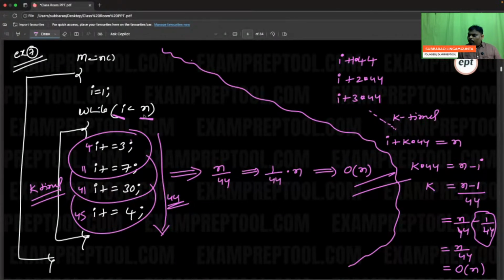So if you do it properly, it is n by 44 minus some constant. The constant you can ignore, so n by 44. You may ask, sir, why are you ignoring the constant? In front of n, constants are very small. N is a very big number. Assume n tends to infinity. That is the reason we are ignoring constants.